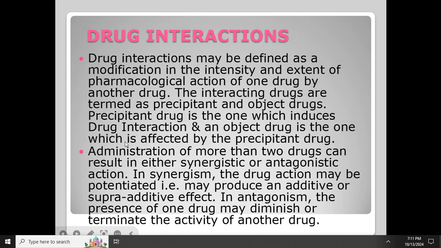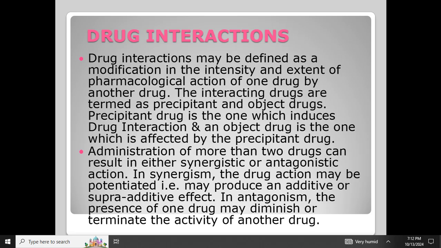What is a drug interaction? Drug interactions may be defined as a modification in the intensity and extent of pharmacological action of one drug by another drug. So one drug is getting influenced by another drug. Then interacting drugs are termed as precipitant and object drugs. Precipitant drug is the one which induces drug interaction, and an object drug is the one which is affected by the precipitant drug.